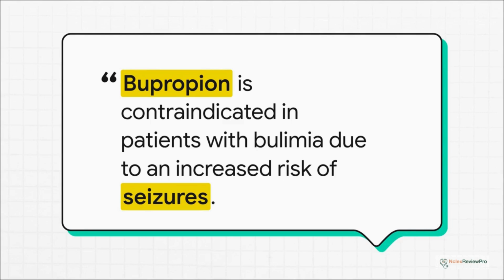This is a huge medication safety alert. You absolutely have to know this one. Bupropion already lowers the seizure threshold on its own. Now add that to a patient who purges, who is already at high risk for seizures because of electrolyte imbalances. It's a perfect storm, right? The combined risk is just too high, which is why it is strictly contraindicated.